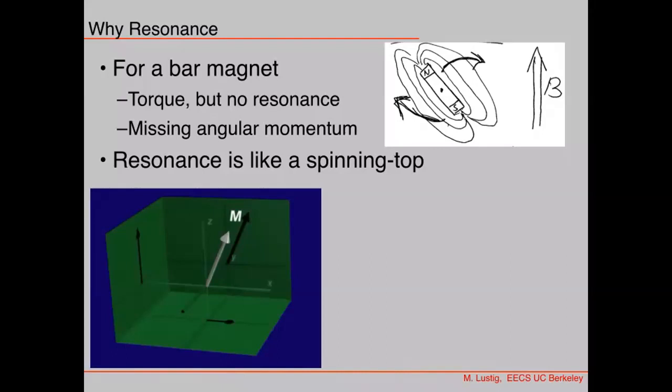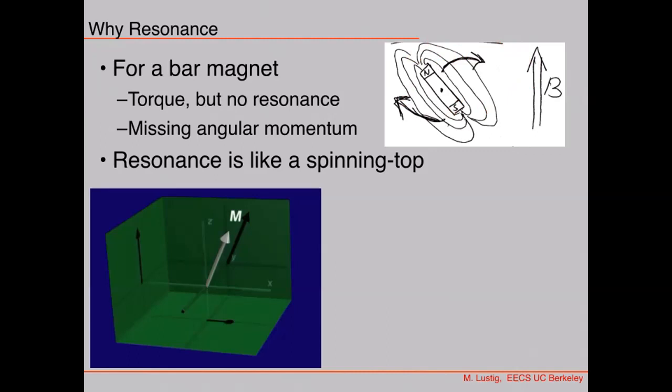So, we talked about this before. We said spins are kind of like bar magnets. And bar magnets, when you put them in a magnetic field, they want to rotate, right? They feel a torque, but that's it. But if the magnet had an angular momentum, then instead of rotating in this way, it would have precessed. That's what would have happened.